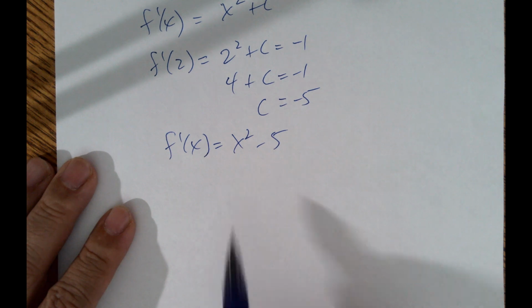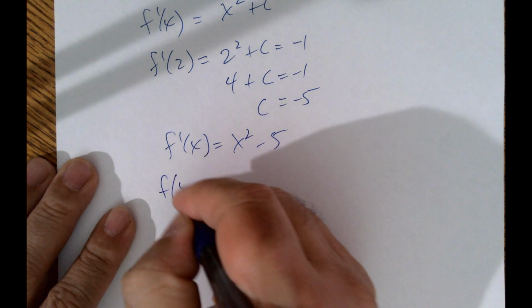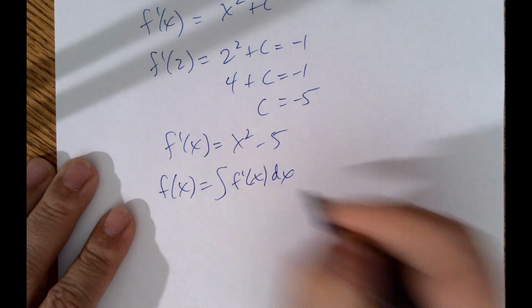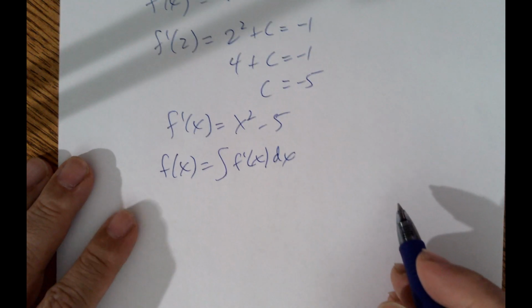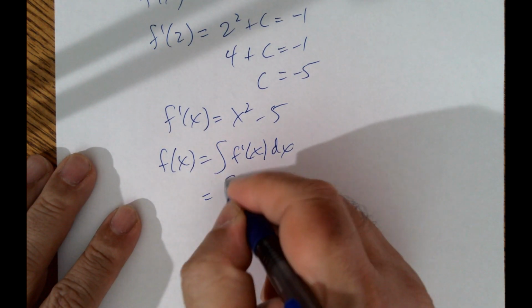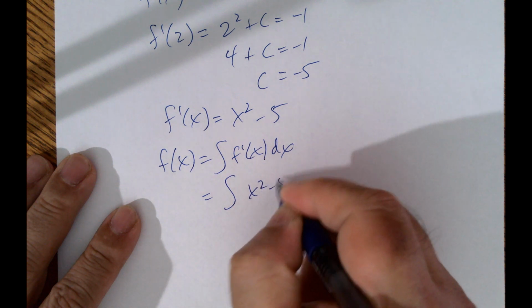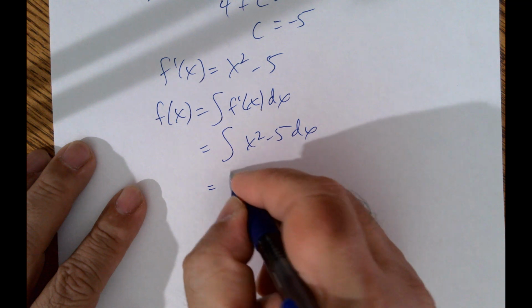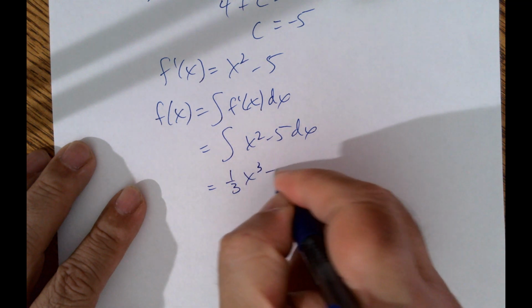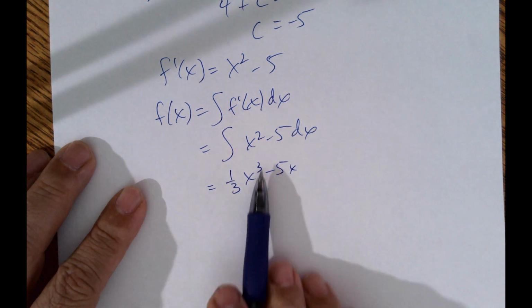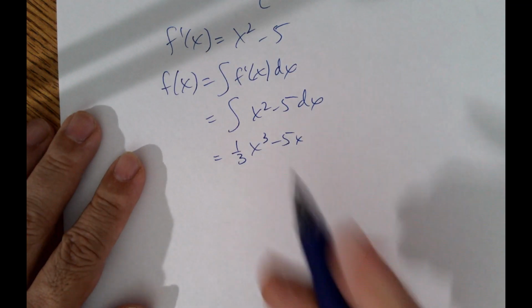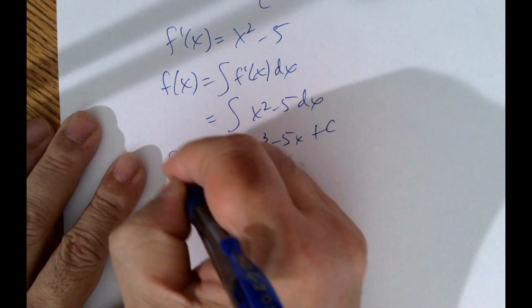All right, but we want the function. The function is the integral of the derivative plus whatever the constant is. The derivative was x squared minus 5. So now we integrate that and we get 1/3 x cubed minus 5x. So remember, you add 1 to the exponent, divide by the exponent. So multiplying by 1/3 is the same as dividing by 3. And plus a constant, so it's missing a constant.